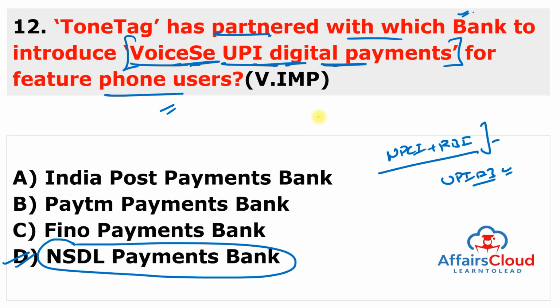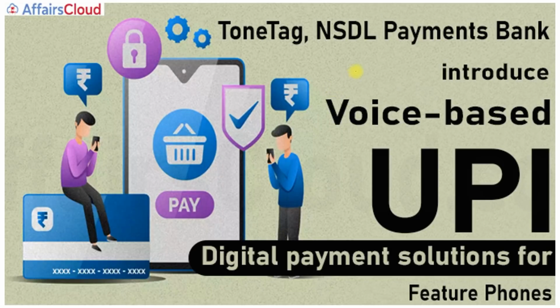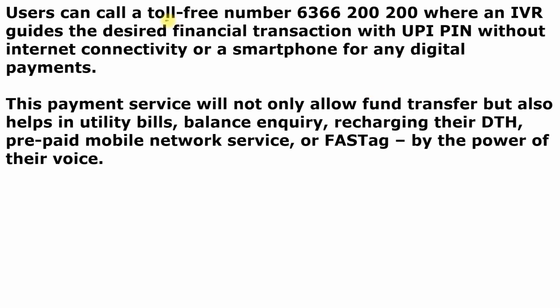So first of all, you have to remember Tone Tag. It is a sound-based proximity communication and payment service provider, and they partnered with NSDL Payment Bank and the National Payment Corporation of India, or NPCI, and they recently introduced its Voice Say UPI digital payment for the feature phone users. So remember, Tone Tag is there, NSDL Payment Bank is there, and National Payment Corporation of India is there. So users can call a toll-free number which is 6366-200-200, where an IVR, or you can say interactive voice response, guides the desired financial transaction with UPI PIN without internet connectivity or a smartphone for any digital payment.